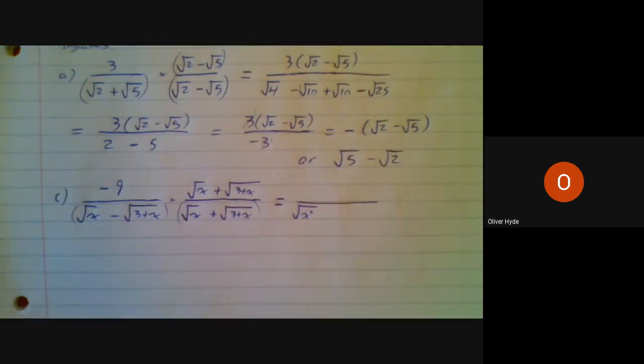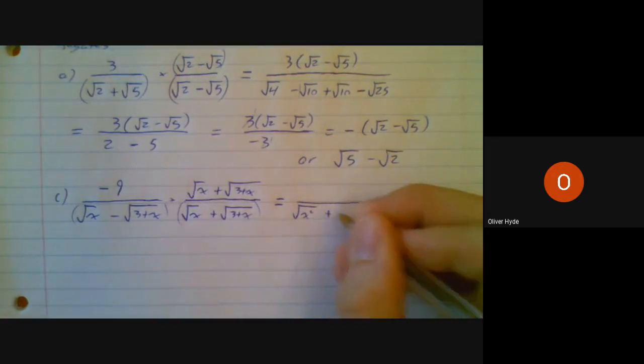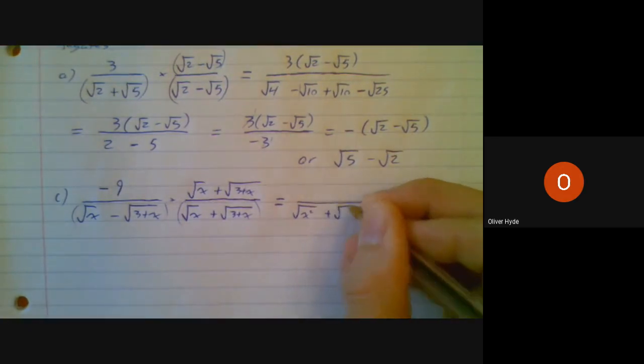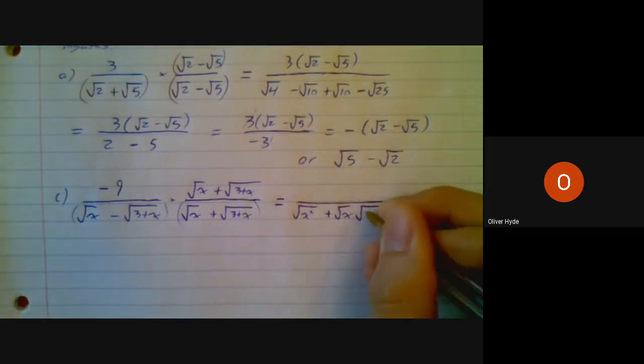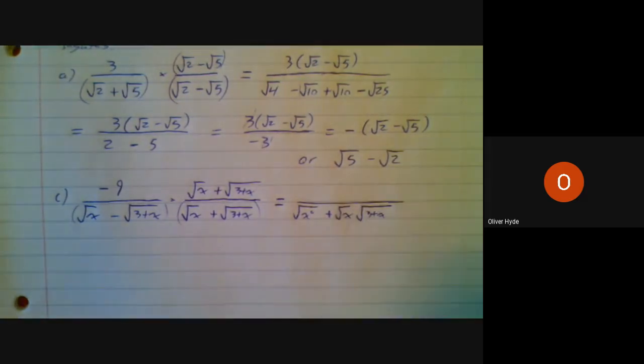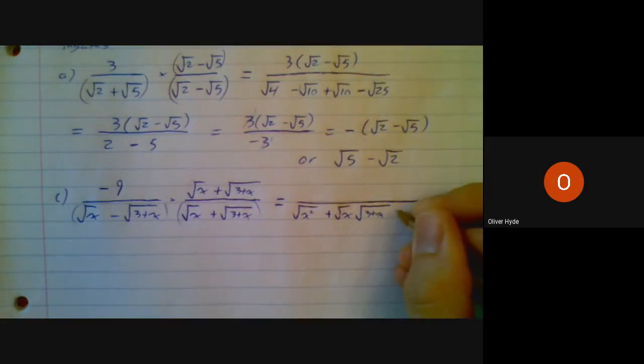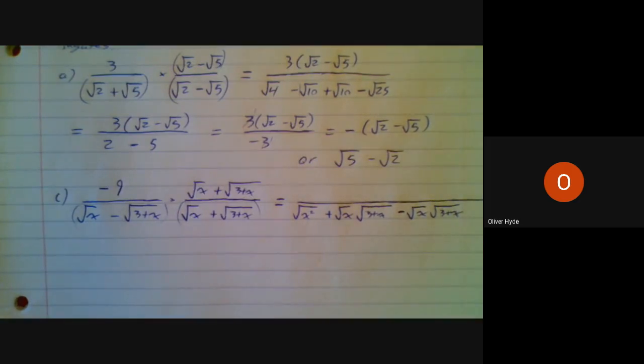Don't be in a rush. Root x times root 3 plus x. I'm going to choose not to distribute because I know what's going to happen with these expressions. Let's just write it as root x times root 3 plus x, or positive 1 root x times root 3 plus x. Then I'm going to have a negative 1 root 3 plus x multiplied by a positive root x. That's going to be minus a 1 root x root 3 plus x.